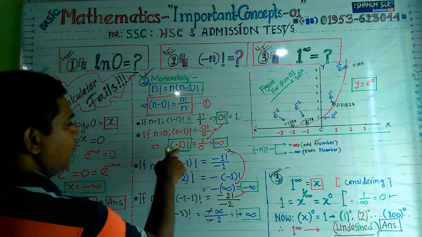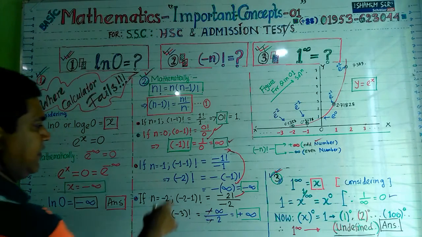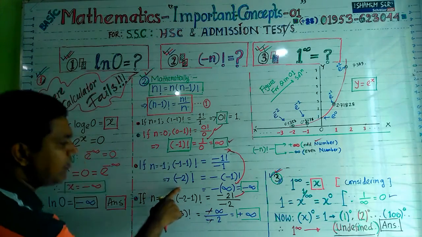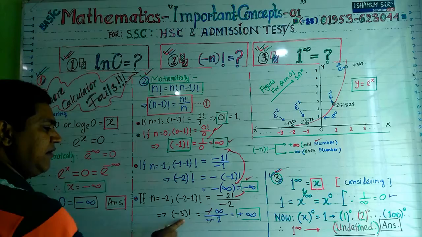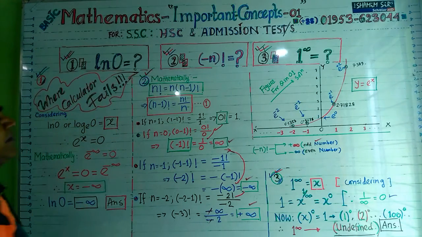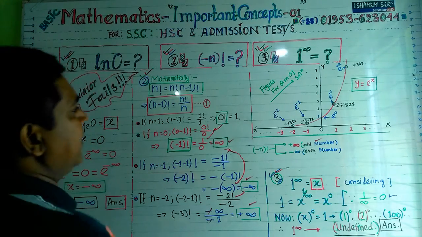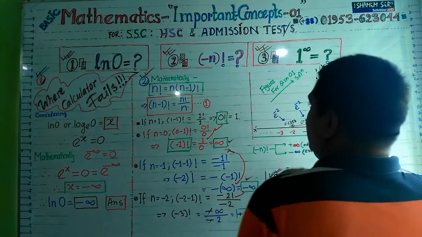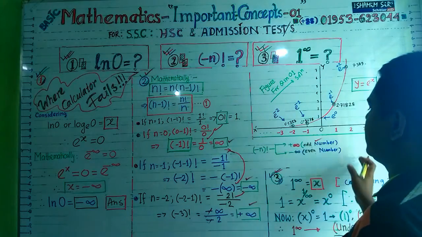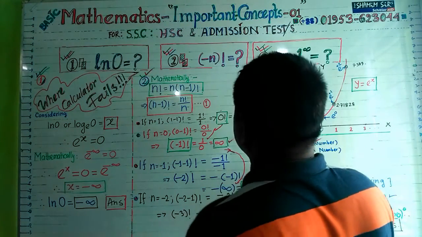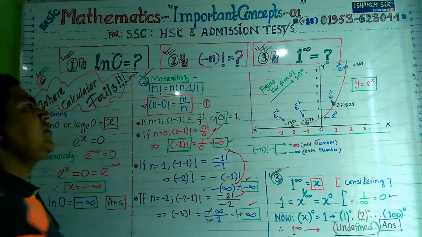Let's see here, we have got minus 1 factorial plus infinity, minus 1 is an odd number. Minus 2 factorial minus infinity, minus 2 is an even number. Minus 3 factorial plus infinity, minus 3 is odd. But 0 is neither even nor odd; we can say 0 is a non-negative number. So the answer is minus n factorial is plus infinity if the number is odd, and minus infinity if the number is even. Now let's look at 1 to the power infinity.